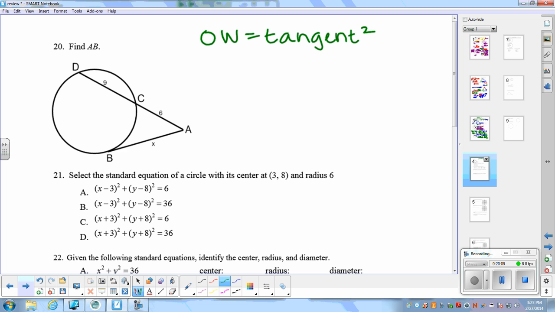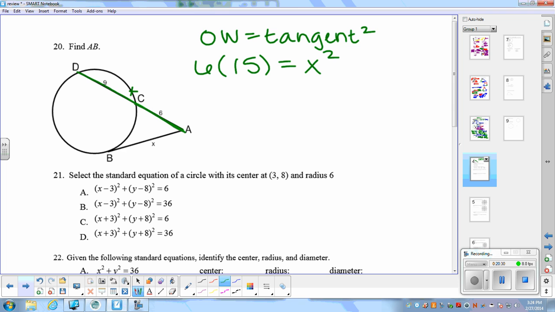So our outside is 6. Our whole thing is 6 plus 9, which is 15. And this equals x squared. And don't be afraid, because this one doesn't require any quadratics.